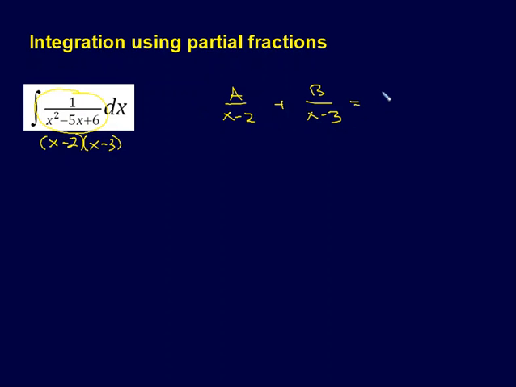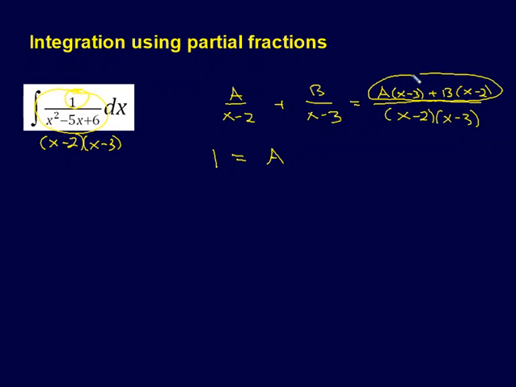And if I put those together, it would be A is going to multiply by x minus 3, B is going to multiply by x minus 2, and it's all going to be over x minus 2 times x minus 3. So now the key equation I'm going to work with is to take the numerator of the original fraction, the 1, and set it equal to the numerator expression over here: A times x minus 3 plus B times x minus 2.